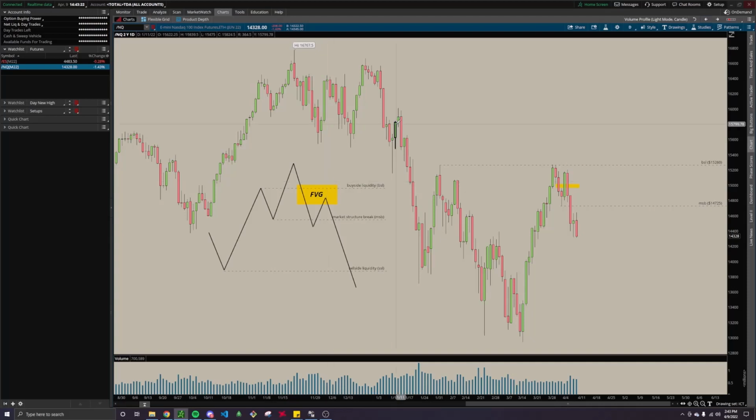What a fair value gap is, is just, in these really rapid moves up or down, the distance between the wicks of the candle before and the candle after. So in a down close candle, it's the distance between the previous candle's low and the following candle's high. And an up close candle is the distance between the previous candle's high and the next candle's low. And that's all it is.